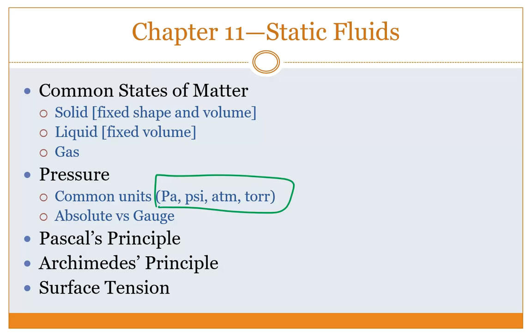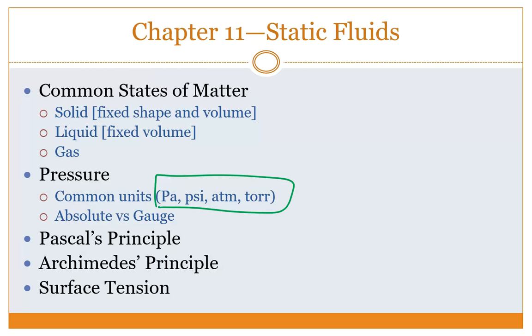Pascals, 101325, I think. Pascals is the average atmospheric pressure, what we call 1 atmosphere. PSI, it's like 14.7 pounds per square inch. That's what PSI is, 1 atmosphere.